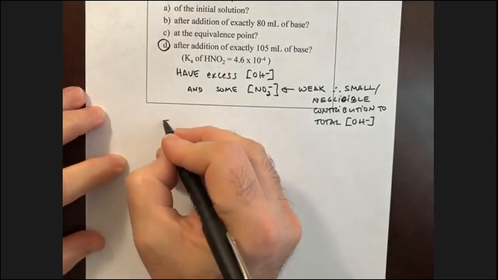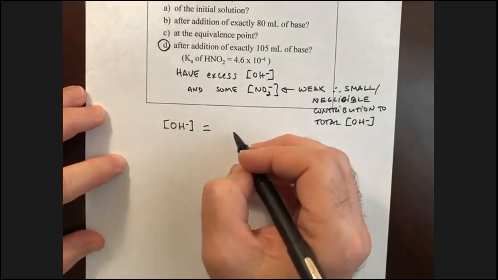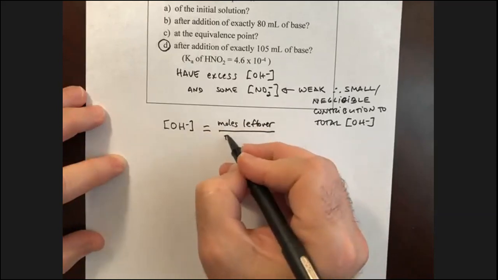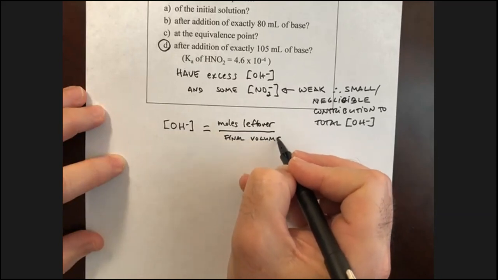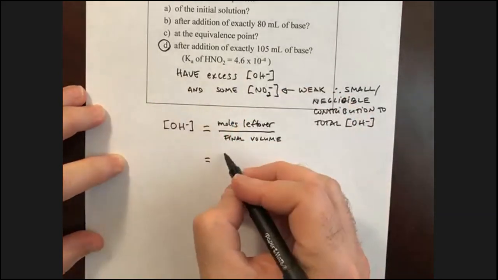So essentially what we're saying at this point is that the pH is going to be determined essentially by the molarity of the NaOH. So let's see, how do I want to do this? We can do this several ways. We can say that the molarity of hydroxide ions is going to be the moles left over divided by the final volume. Okay, so basically you needed, if you had added 105 milliliters, right?